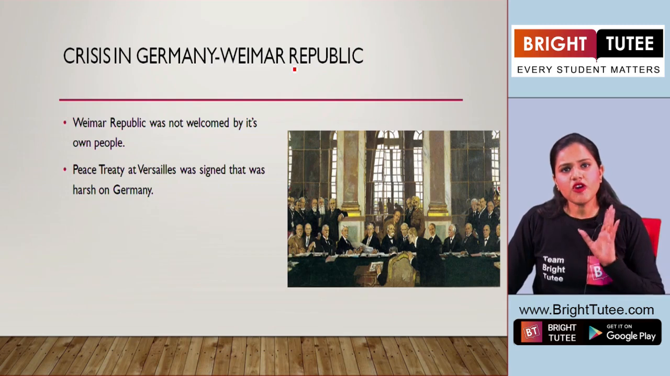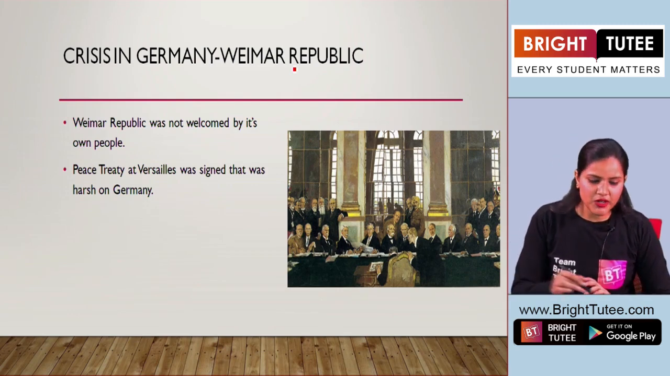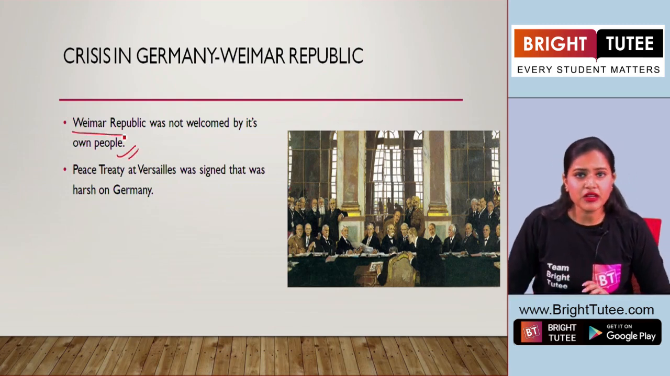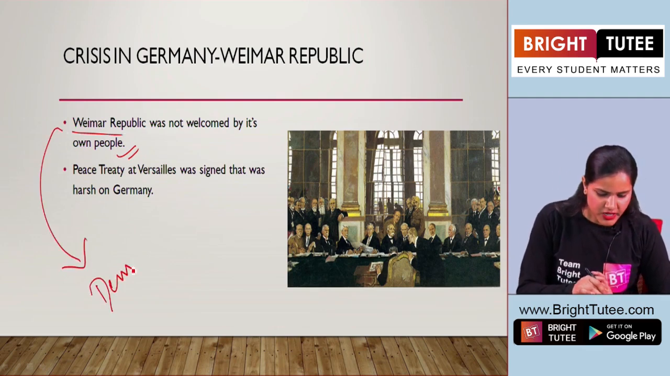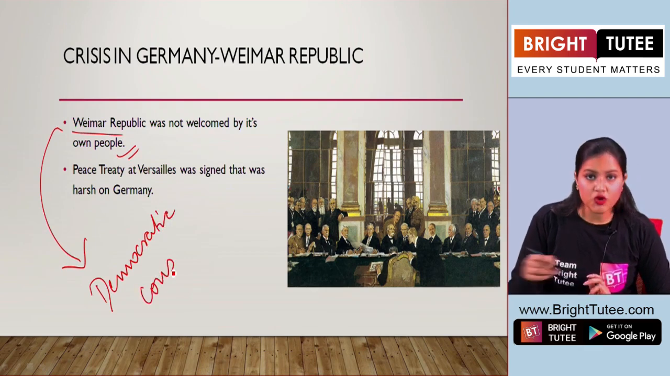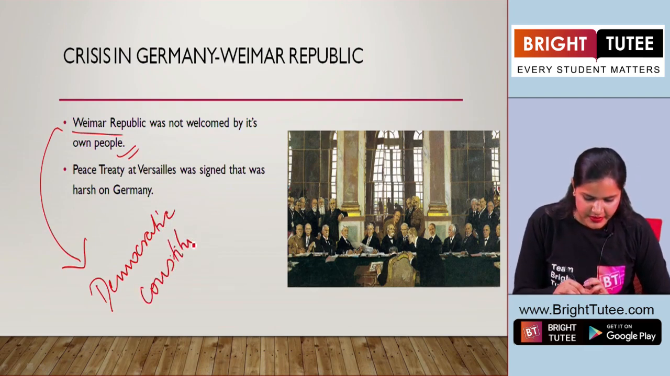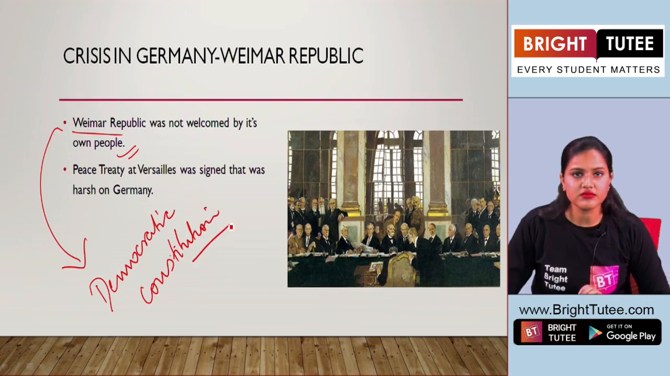Now, can you think of the reason why people were not welcoming the Weimar Republic? Why they were not happy with this whole concept of a democratic constitution that was also based on this federal structure? Can you think of this reason, students?